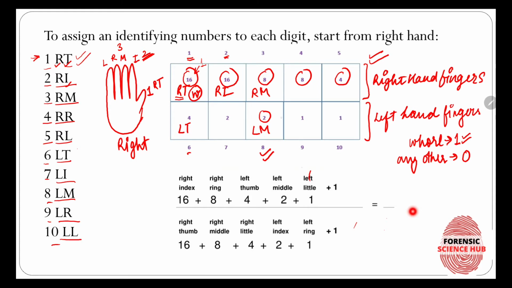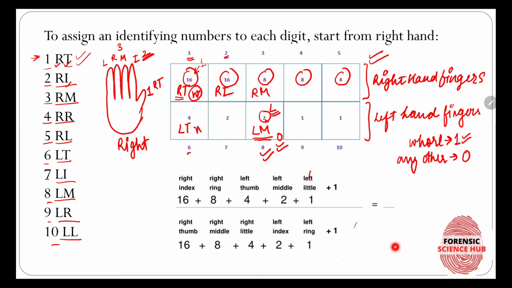All right, now let's take an example of another finger. So let's say this has a loop. All right, loop pattern is present on the left middle finger. And we know that left middle finger has to be multiplied with a 2 number because of this table, right? So since it is a loop, what does that mean? We have to multiply this number by 0. All right, so this will become a 0.